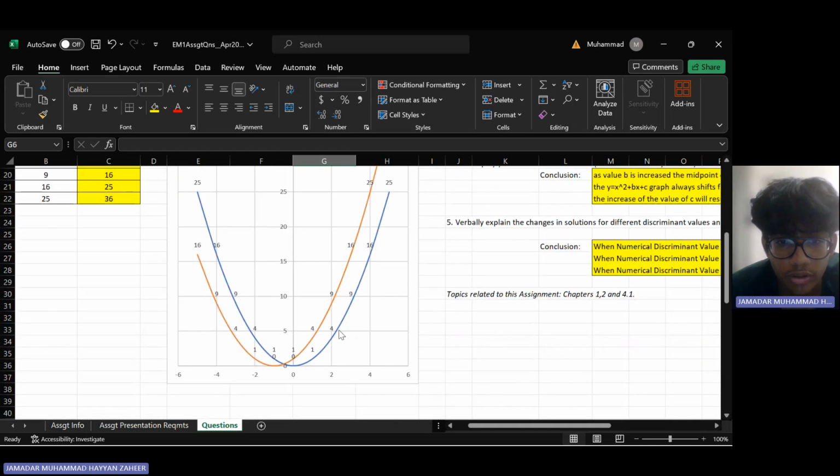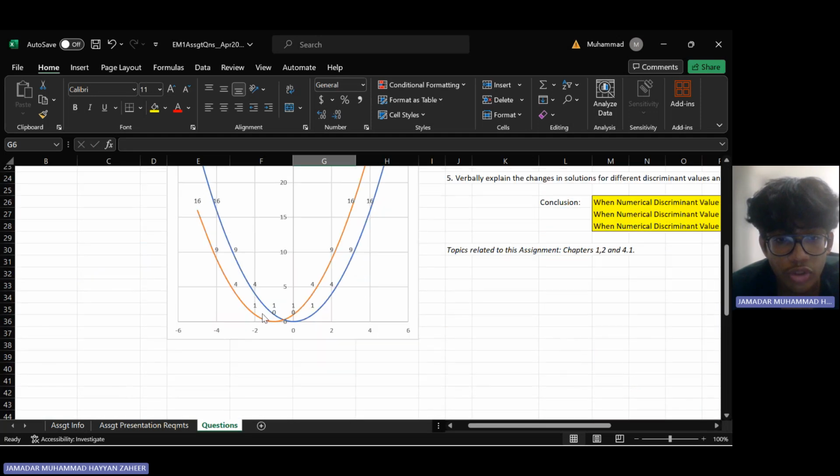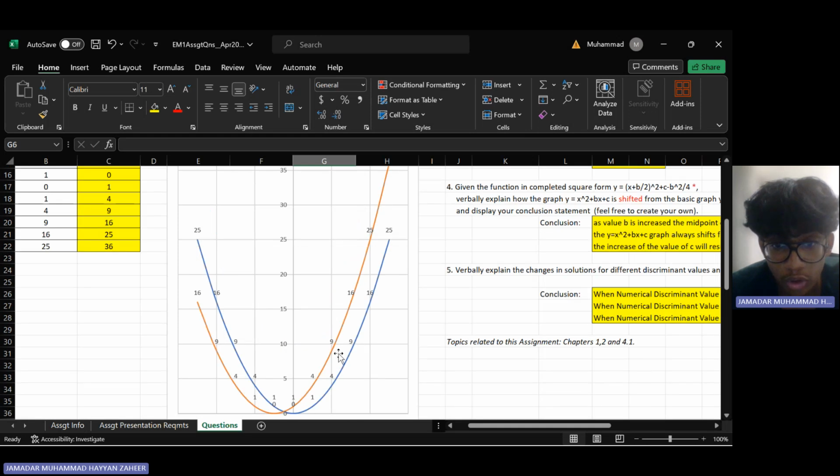So I have two curves here. This is my first curve, which is y equals x squared, and this is my second curve, which is y equals x squared plus bx plus c. I will demonstrate to you which one will change and which one will not. This one will not change. This one, y equals x squared plus bx plus c, will change.